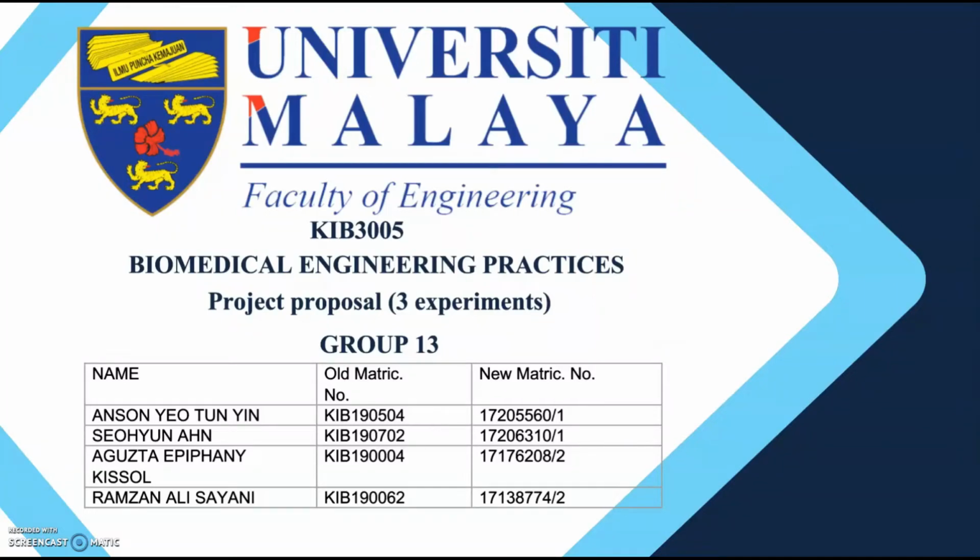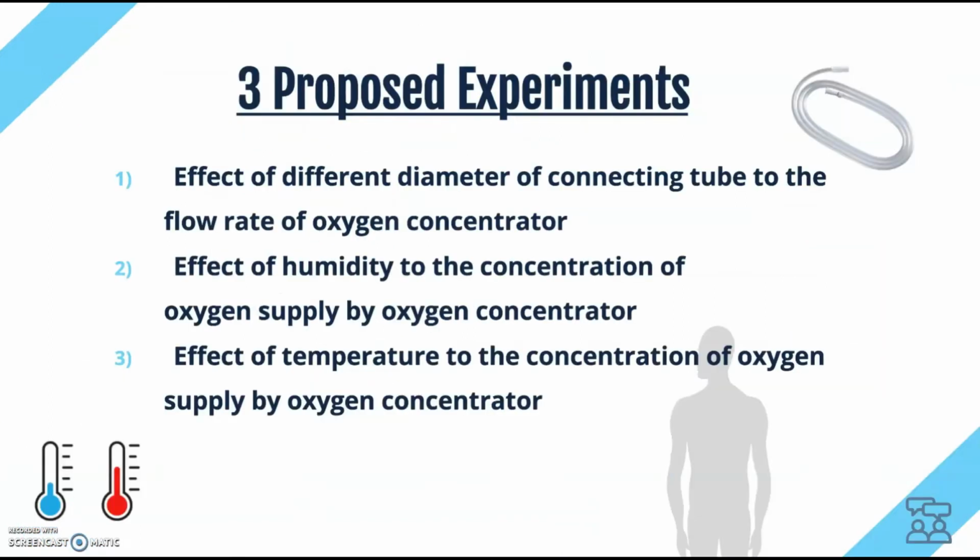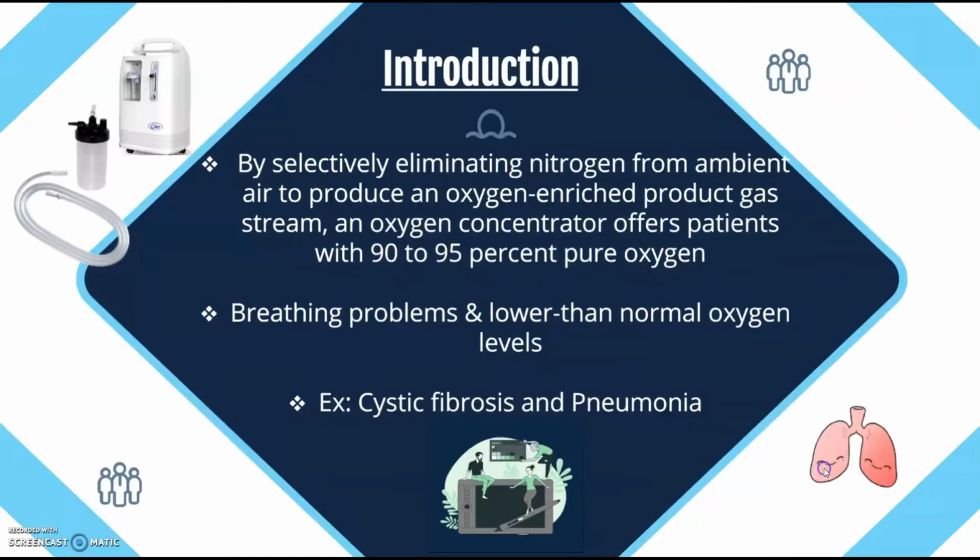Hello, I am Augusta with the matrix number of KIB 19004. So here's the detail of my other three group members. There will be three experiments. My other group members will be presenting them. The first one will be presented by Anson, the second one by Ramzan, and the third will be presented by Sohim.